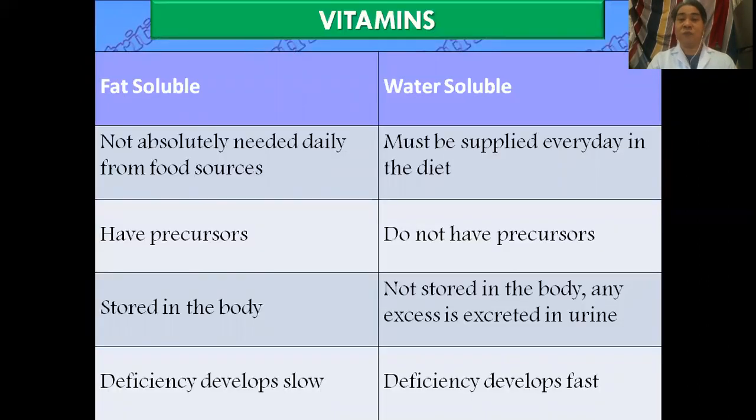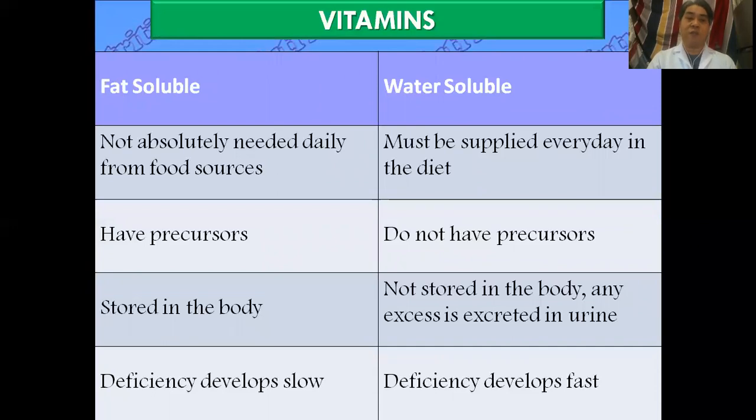Vitamins: we have two forms of vitamins, fat-soluble and water-soluble vitamins. Fat-soluble vitamins are not absolutely needed daily from your food source. Why? Because they are stored in your body. While water-soluble vitamins must be supplied every day in the diet because they are not stored in the body, and the excess from the body is excreted in your urine.